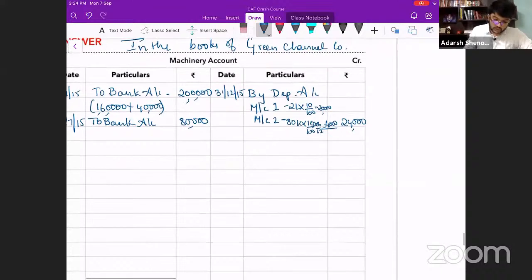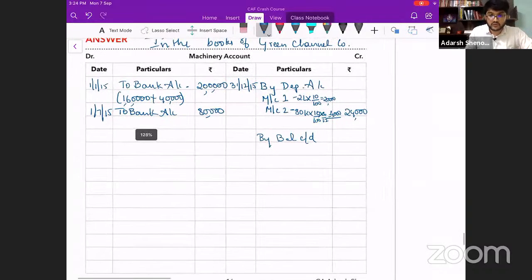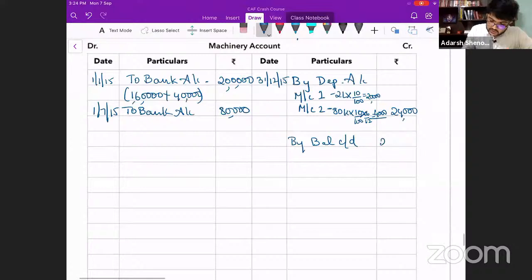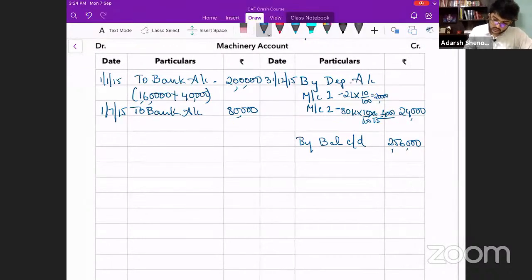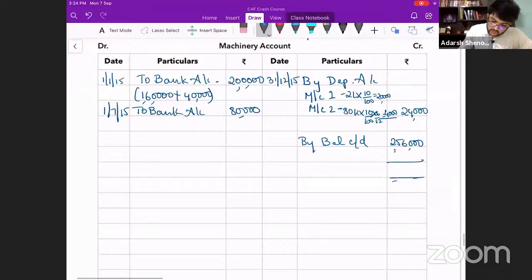It is 24,000. Can you tell me what is the book value by balance carried down? What is the book value of both the machineries? Very good. 2,56,000. This is 2 lakh. This is not 20,000. Okay. Someone said 76,000 is the book value. Don't do mistakes like that.